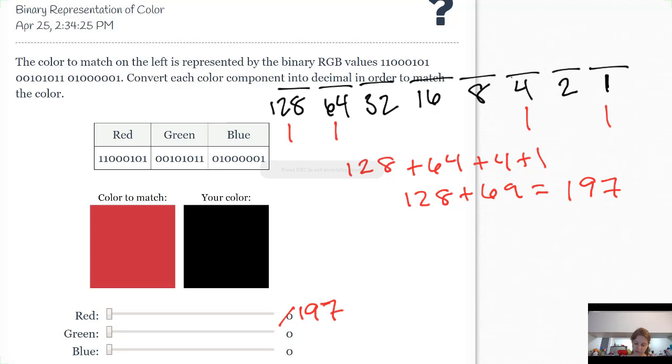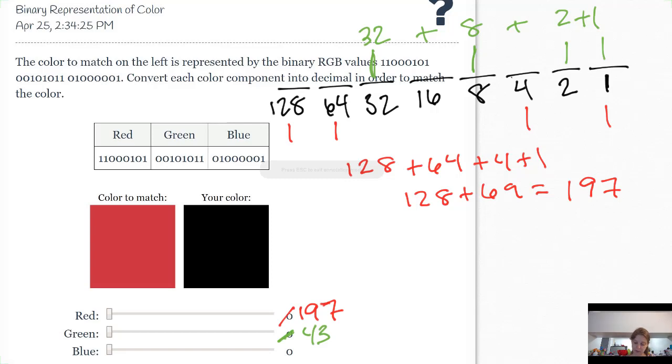And now for green, I need to turn on 1, 1, 1, 1. So I'll be taking 3 plus 8, which is 11, plus 32. So 32 plus 8 plus 2 plus 1, 43. So I'll be turning the green value up to 43.